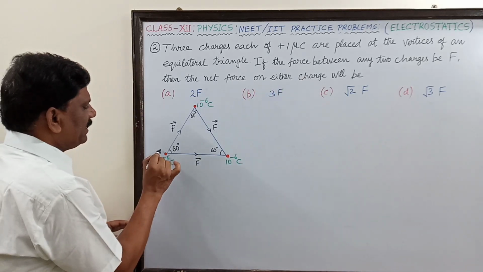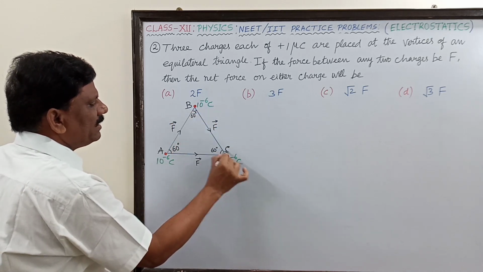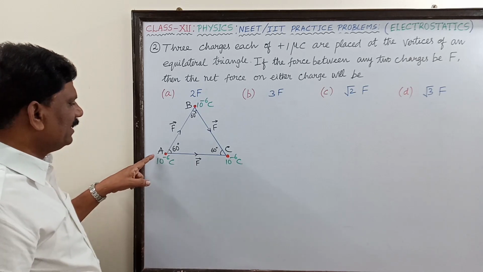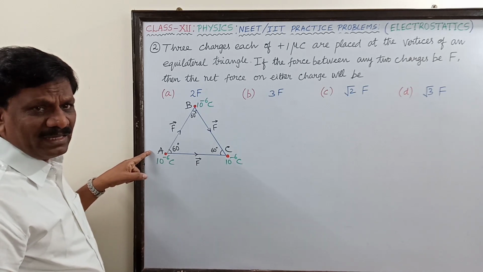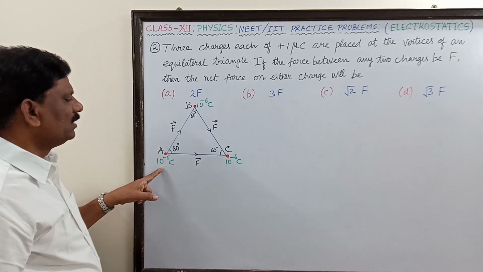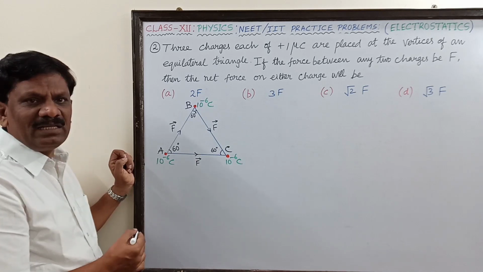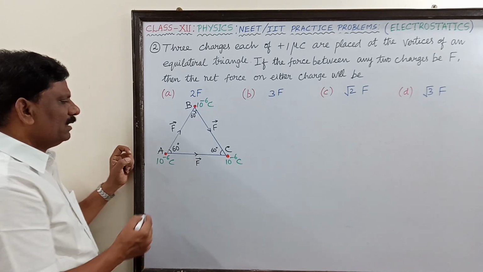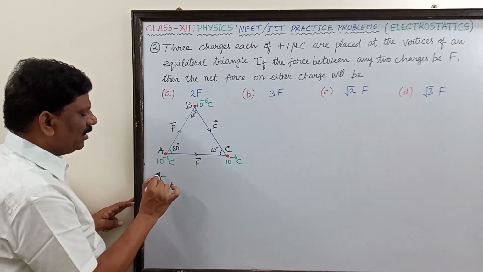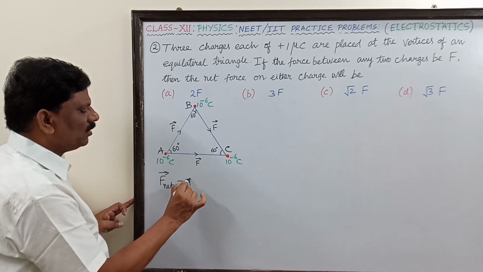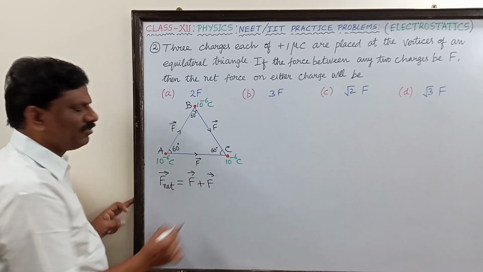So let us take the vertices like this, A, B and C. I will consider the charge which is placed at A. So that is 1 microcoulomb. So on this, the other 2 charges will experience the force. So the net force acting on any charge must be equal to the vector sum of the other 2 forces.